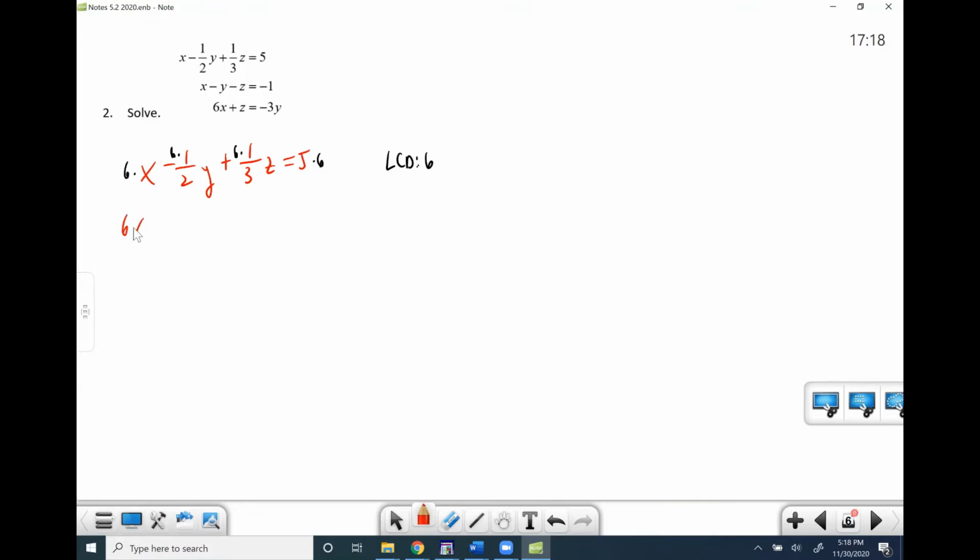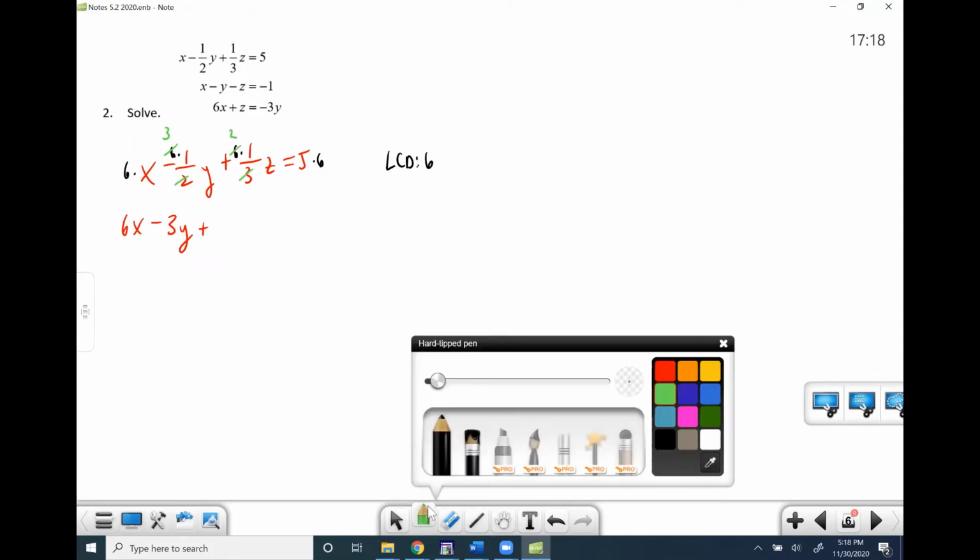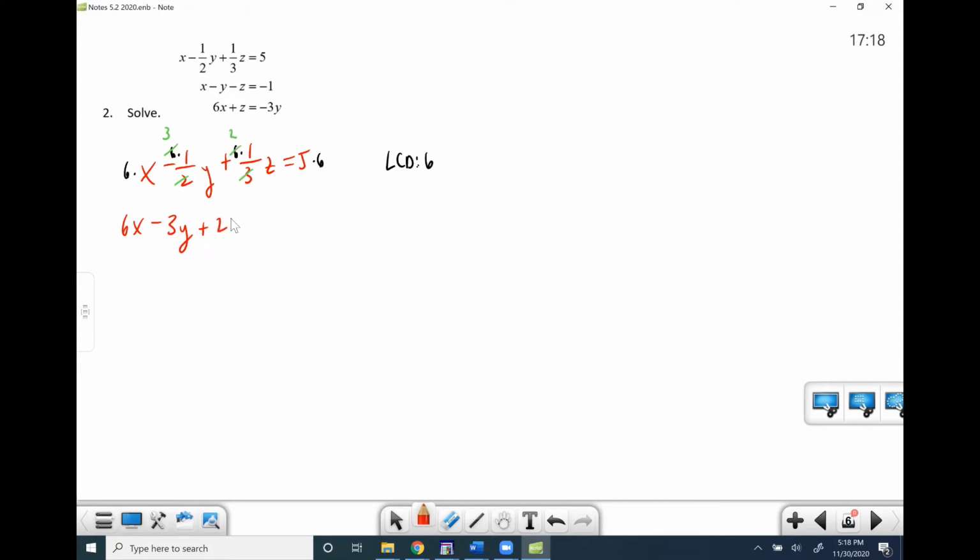So we got 6x. 2 goes into 6 3 times. So we're going to have a negative 3y there. 3 goes into 6 twice. So that's going to be a 2z. And then we have the 30. All right. So that's going to help us fix equation number 1, you guys. All right. So this was just us getting rid of the fractions right here. So here's our system.